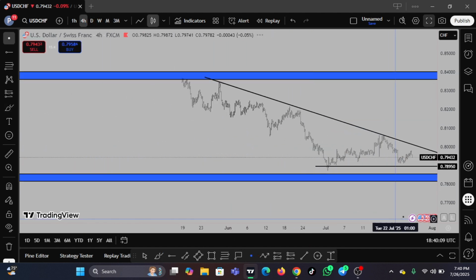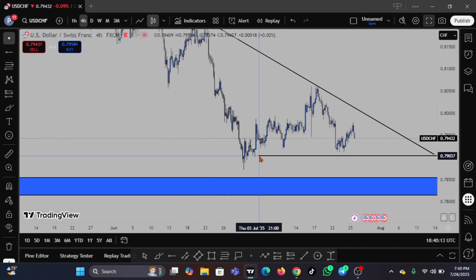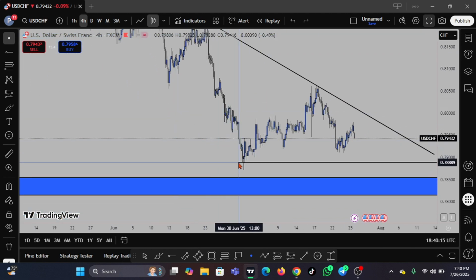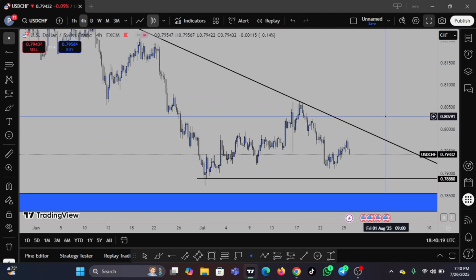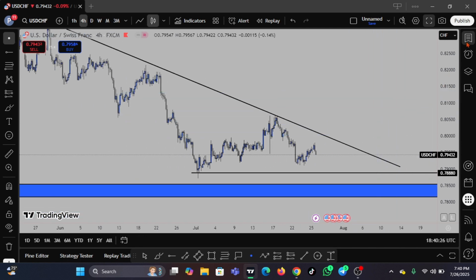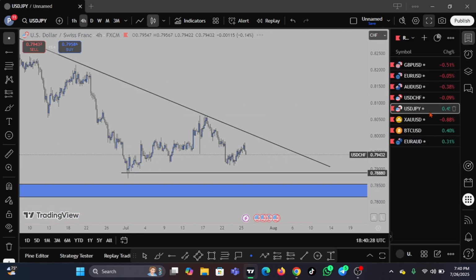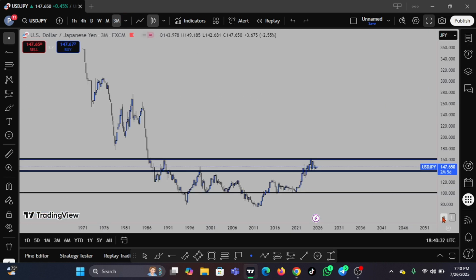Let's look at the 4 hours chart. So on the 4 hours chart, we can see this level. Let me just use this last low. So we can see this level. If price can break above here, then believe you me, we may ride to the top. So bullish on USDCHF.